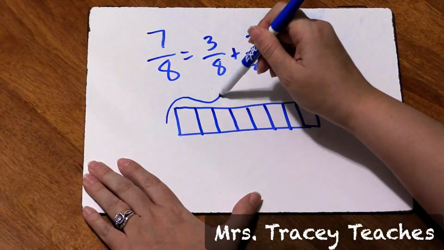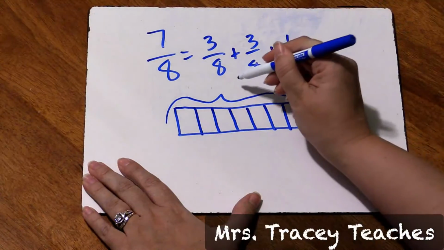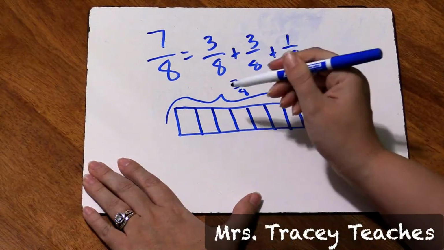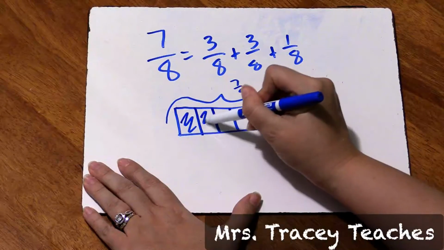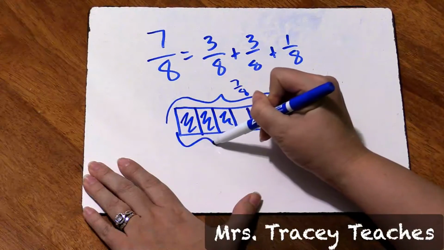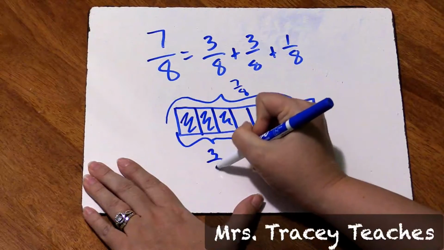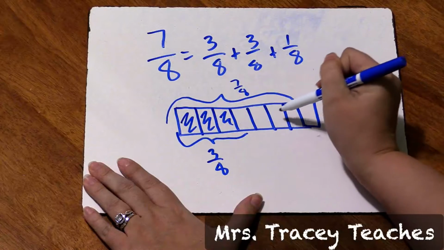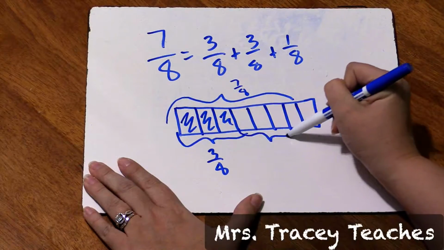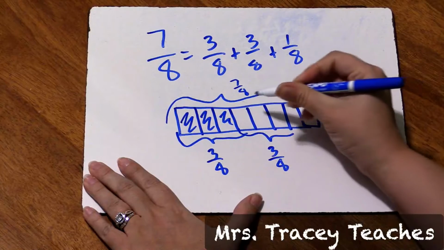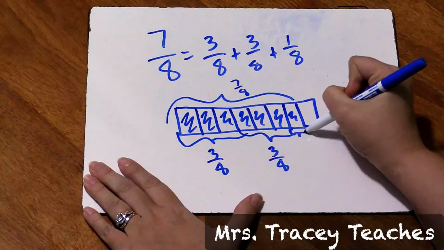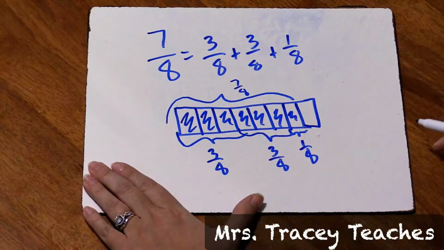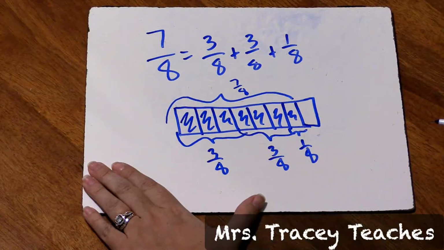So what I'm going to do is draw it out of 7 and label that 7/8. Then I look at my first number. I have 3. So I color in 1, 2, 3. I label it. That's 3/8. I look at my second one. 1, 2, 3. I label it. And then my last one, 1/8 is this one. I label it. And then that is how you draw a tape diagram for this equation.